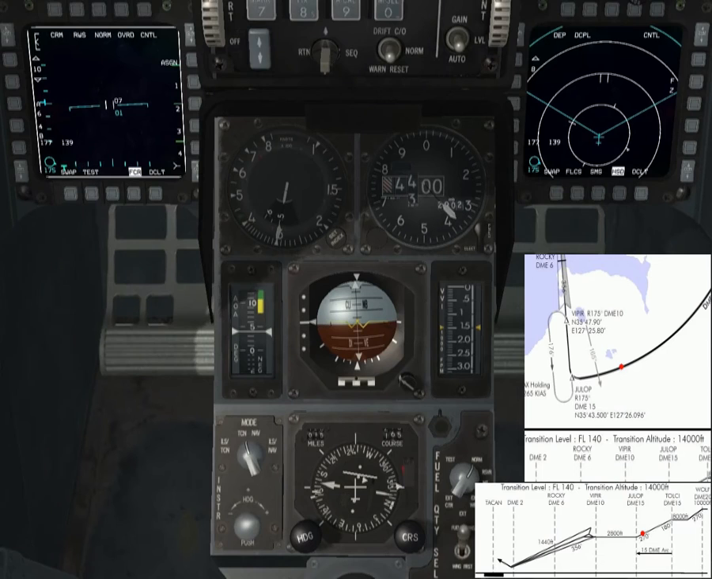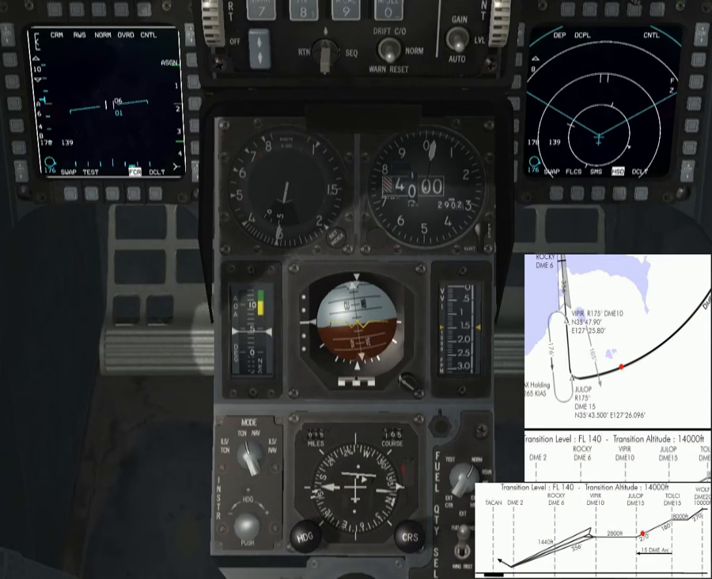I'm crossing now the radial 155 on the arc. Soon I will start my turn to intercept the radial for the final. Redog is helping us by providing that radial 165 on the chart, but let's see why it's that radial 165 that we have to start the turn.